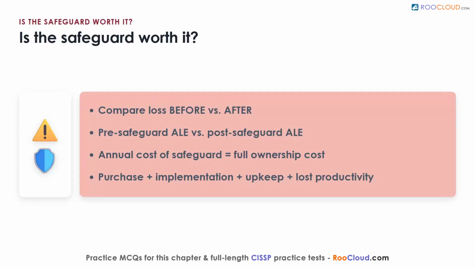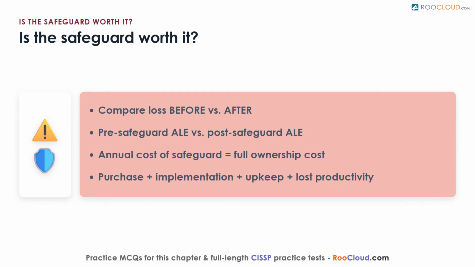How do you calculate whether a safeguard is worth it? By comparing loss before and after. A good safeguard lowers how often a threat is realized, and sometimes how much damage each event does. That produces a smaller annual loss expectancy with the safeguard than without it. Call the original annual loss expectancy the pre-safeguard figure and the improved one the post-safeguard figure.